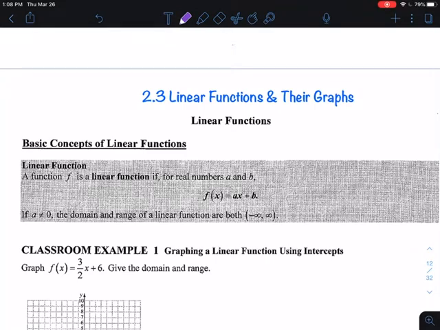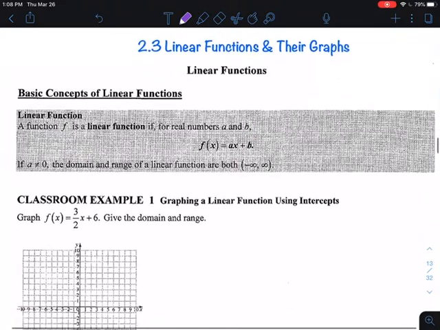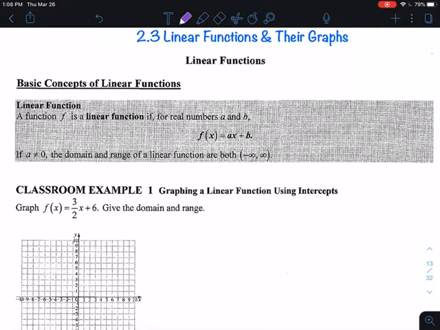Alright, Miss Teasley here. Today we're going to talk about linear functions and their graphs. So in the box they have information about a linear function.